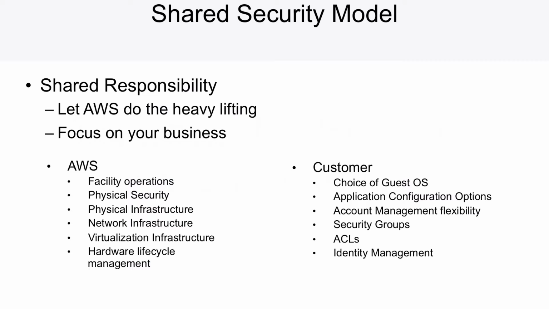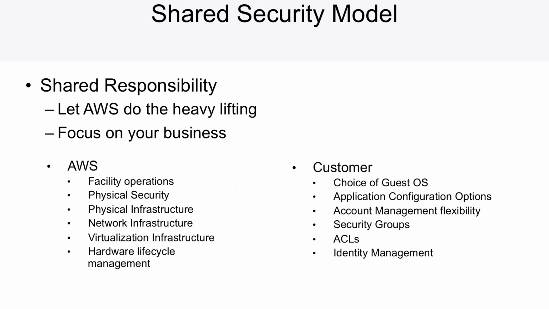We will do the heavy lifting of securing the facilities from a physical perspective and operating them, of securing the physical and network infrastructure and the virtualization infrastructure, and then securing the hardware that we provide. But conversely, you as a customer have your own responsibilities to choose and secure a guest operating environment, to configure your application in a way which meets your security needs, to configure your AWS accounts and your security groups, ACLs, and the other platform features that we provide, such as identity management, in a way which will help you create and maintain your security posture. So it's important to understand what that demarcation is.